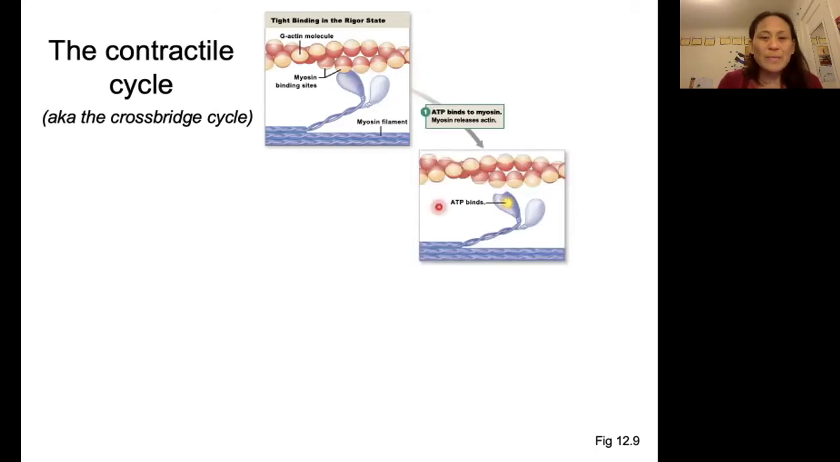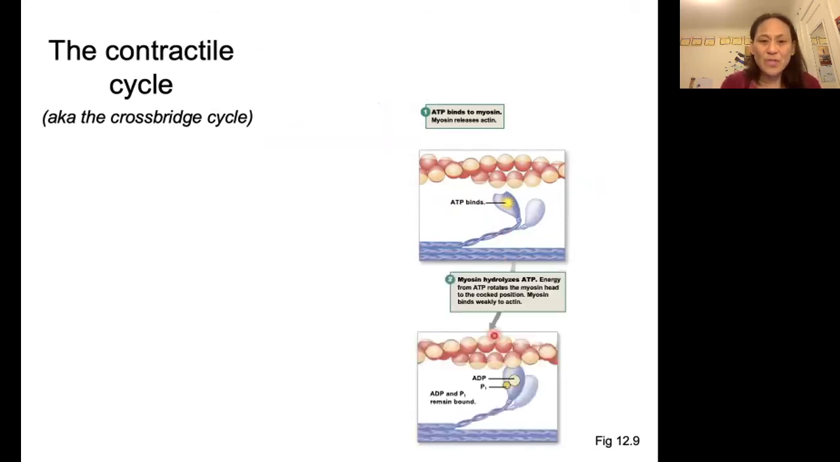So with ATP around, what will happen is the ATP will bind to the myosin. That will allow the myosin head to detach from the actin filament, okay? After the ATP binds, the myosin head is going to hydrolyze the ATP, okay? So that is what's shown here in this panel.